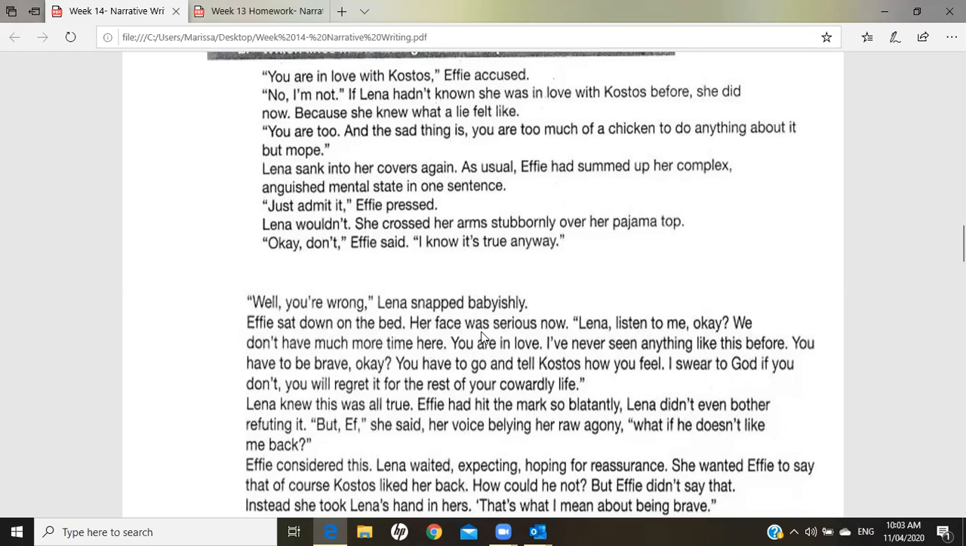Effie sat down on the bed. Her face was serious now. "Lena, listen to me, okay? We don't have much more time here. You are in love. I've never seen anything like this before. You have to be brave, okay? You have to go and tell Costos how you feel. I swear to God, if you don't, you will regret it for the rest of your cowardly life." Lena knew this was all true. Effie had hit the mark so blatantly, Lena didn't even bother refuting it. "But F," she said, her voice belying her raw agony, "what if he doesn't like me back?" Effie considered this. Lena waited, expecting, hoping for reassurance. She wanted Effie to say that of course Costos liked her back. How could he not? But Effie didn't say that. Instead, she took Lena's hand in hers. "That's what I mean about being brave."